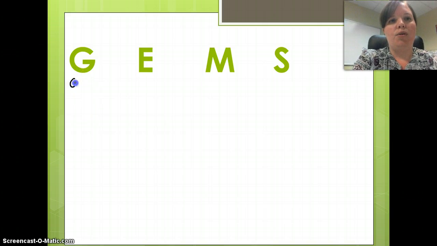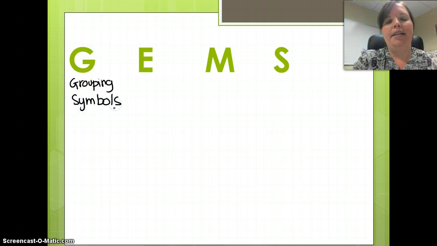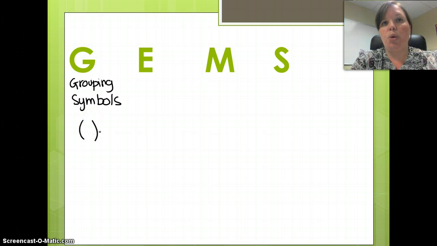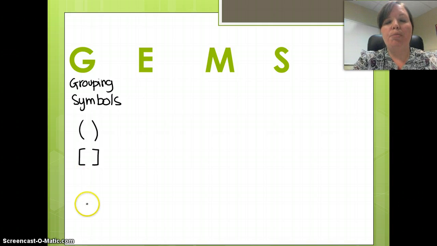What G stands for is all types of grouping symbols. Off the top of your head, you may be able to think, okay, I know parentheses are grouping symbols, but what other symbols are there? There's also brackets. And we'll see in some of our examples here, there's two other grouping symbols I want you to be aware of, and one of those is a radical sign.